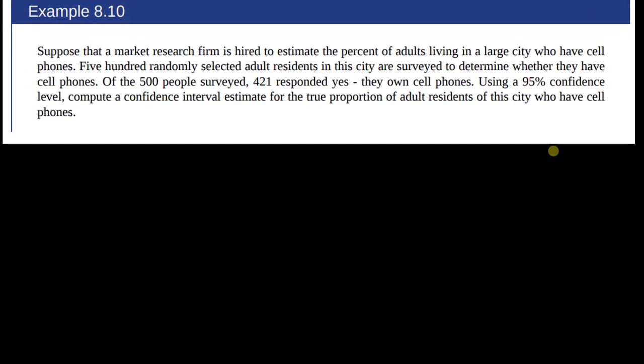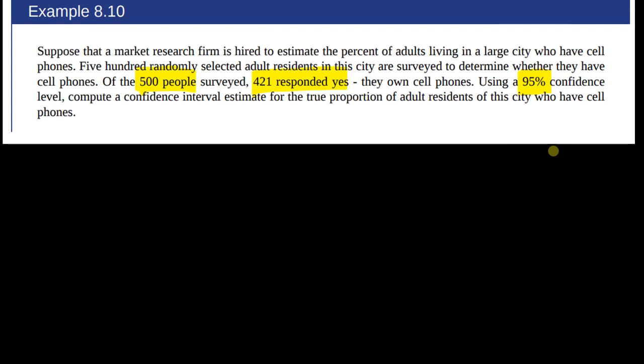Suppose that a market research firm is hired to estimate the percentage of adults living in a large city who have cell phones. So they go out and randomly sample 500 people. 500 people are surveyed, 421 say yes. So 421 say yes, must be 79 said no, right? That's just the leftover from 500. We want to construct the 95% confidence interval for the true population proportion of residents who have cell phones.